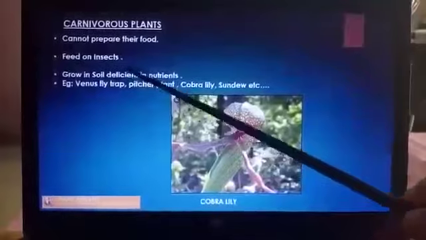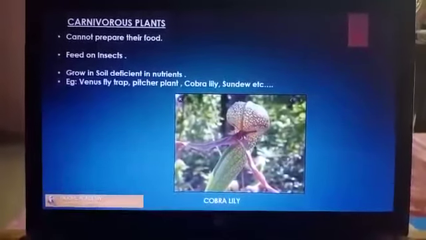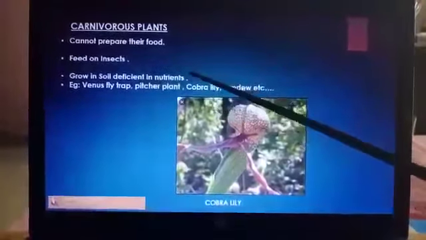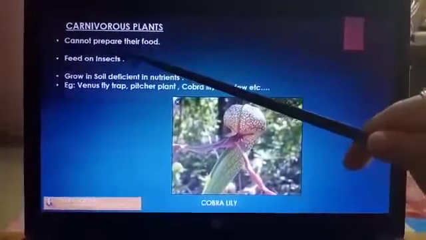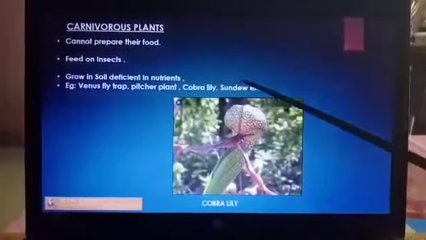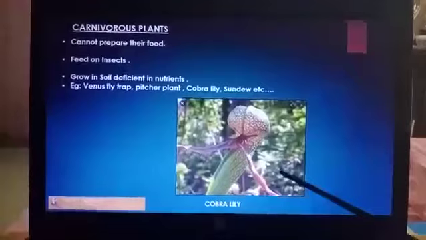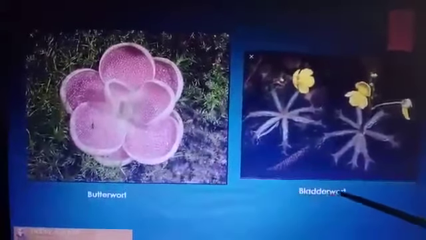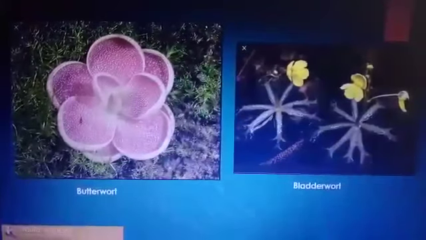They grow in soil deficient in nutrients. That means they grow in soil which is lacking nutrients. Deficient means they are lacking nutrients, so they have to derive their nutrition from insects. Venus flytrap, pitcher plant, cobra lily, sundew. These are all examples of carnivorous plants. This is cobra lily. Butterwort, bladderwort. These are also insectivorous plants.